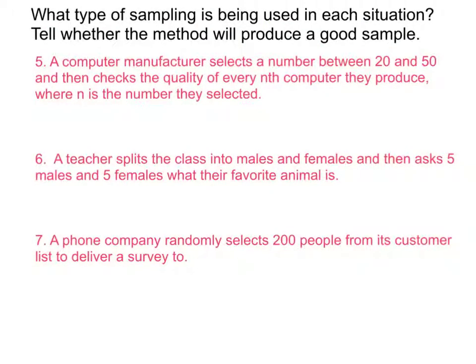Okay, so what type of sampling is being used in each situation? Tell whether the method will produce a good sample. A computer manufacturer selects a number between 20 and 50 and then checks the quality of every nth computer they produce, where n is the number selected. So in other words, they might check every 21st computer, or every 30th computer. So this is called systematic, because there's a system to it.